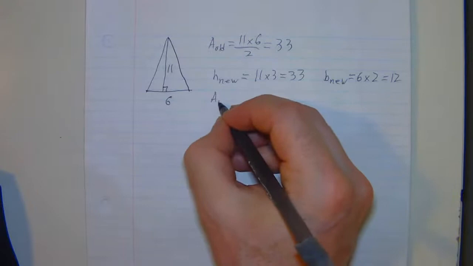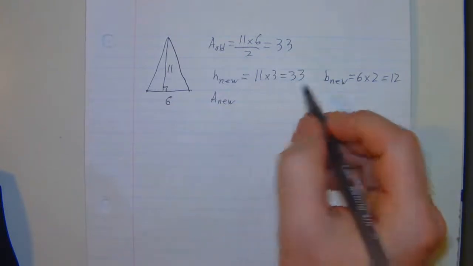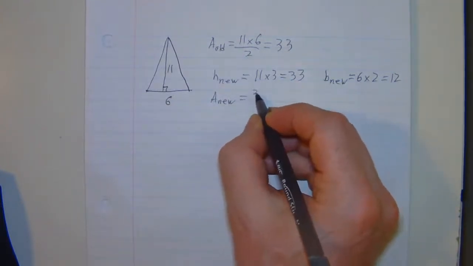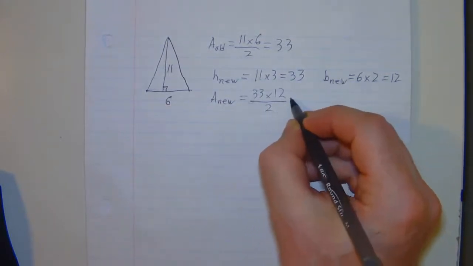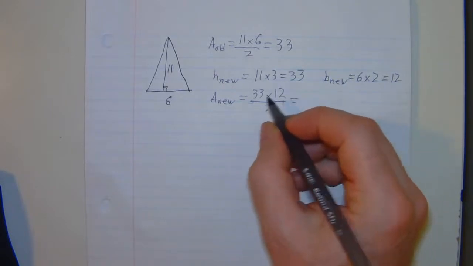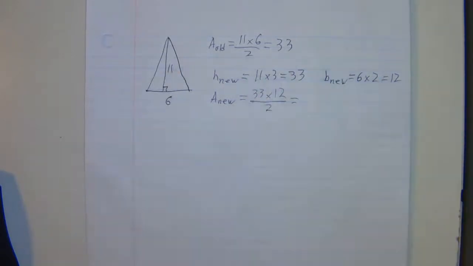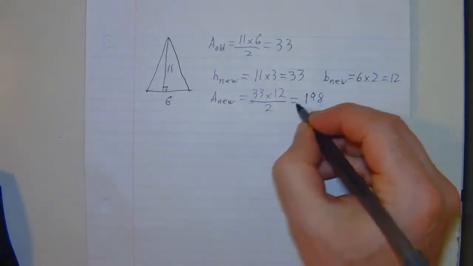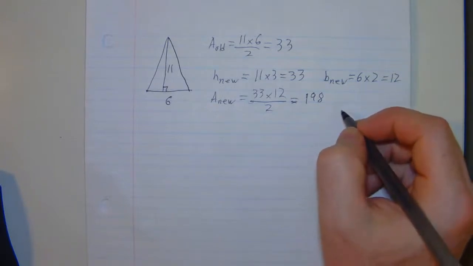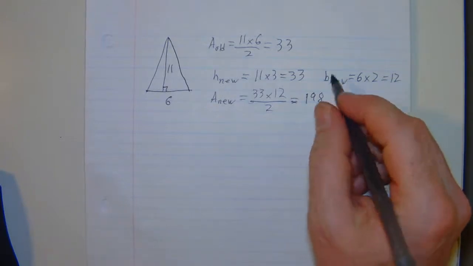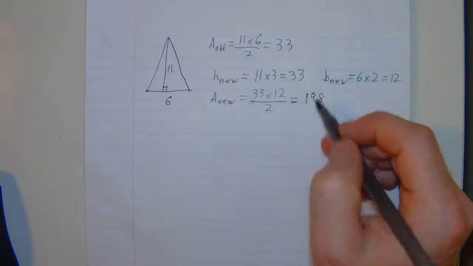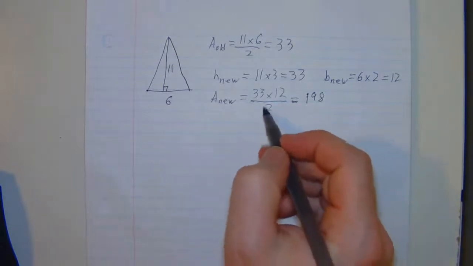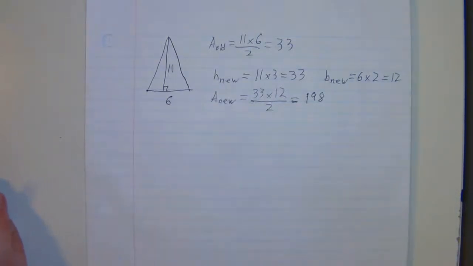And that means that our new area for this much larger triangle is going to be the height times the base divided by 2. 12 divided by 2 is 6. 33 times 6. Calculating, 198. And we can see that the old area was 33, and 33 times 6 is indeed 198. We know that because it also happened to be what we had to do for the formula there.